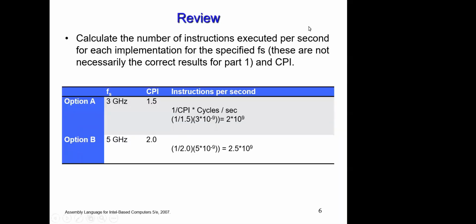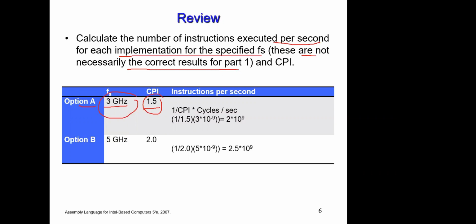So if I'm asking you to calculate the number of instructions executed per second for each implementation for the specified FS, or sampling frequency, they are not necessarily the correct result for part 1. So for option A, I'm giving you FS and CPI. I'm not telling you that this one is correct with the one that we have calculated. I'm just giving you any number to show a value that you need to use in order to calculate my request. And I'm giving you the CPI.